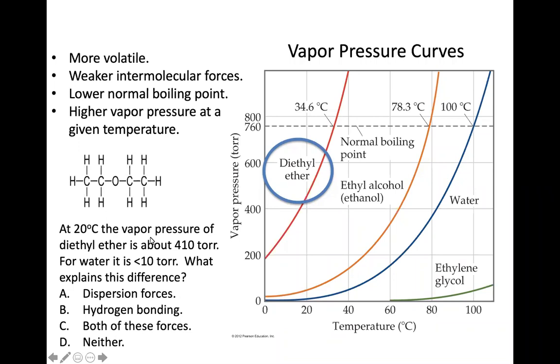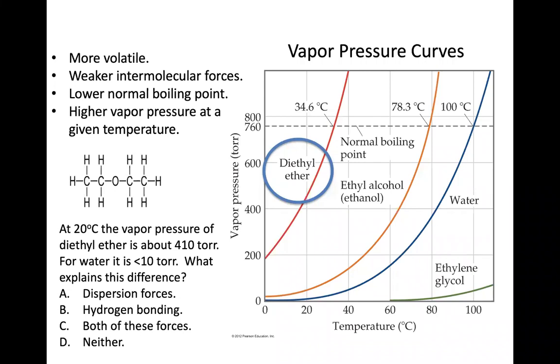So first of all, if it's one where the data is provided and you're offering an explanation, I've got to analyze the data first. So when I analyze the data first, diethyl ether has a higher vapor pressure than water. Whether that was listed or you give me this figure, I am going to say diethyl ether is more volatile than water. Diethyl ether has weaker intermolecular forces than water.